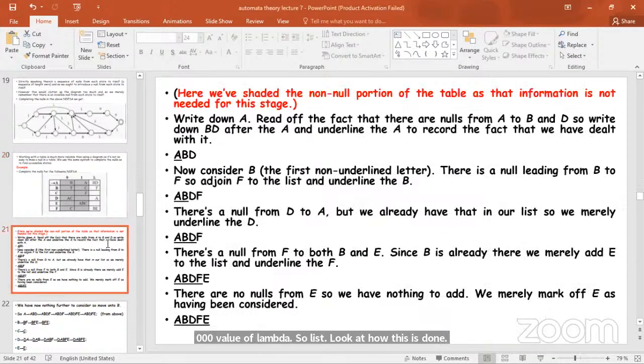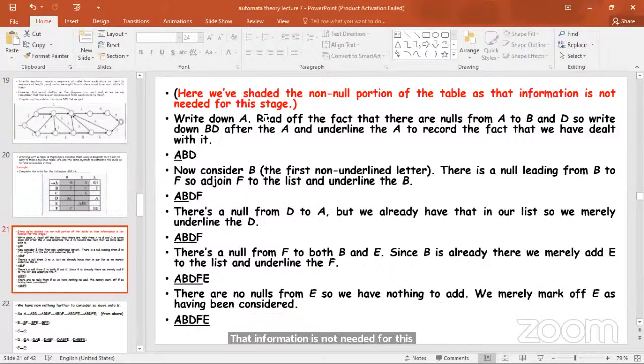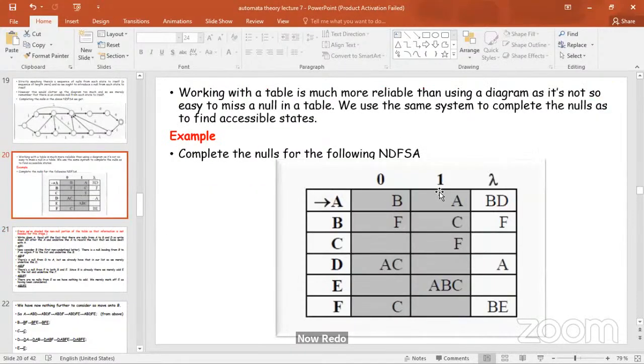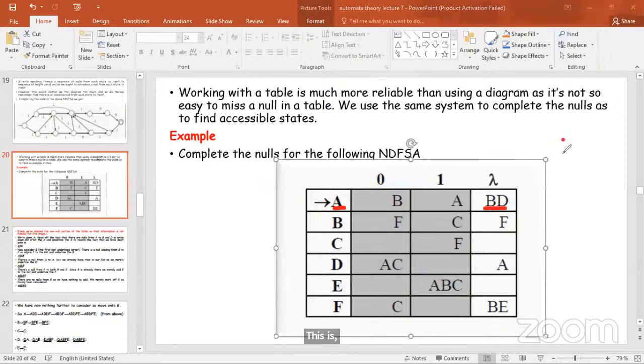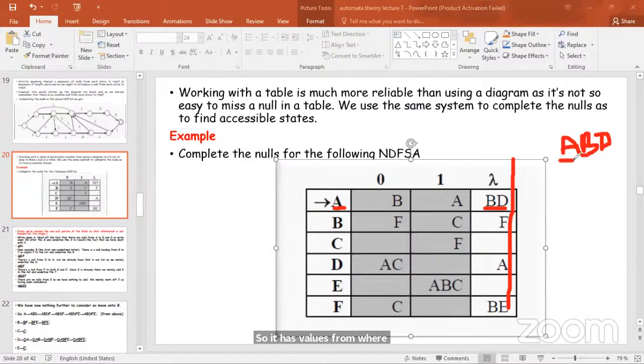Now, for the first row here, we have shaded the non-lambda portion of the table, as that information is not needed for this stage. So what you do is you write down A, just as we did in removing inaccessible states. Now read off the fact that there are lambda moves from A to B, D. So this is A. It has values to B, D. So all you are considering is this row. You have done A, you underline A.